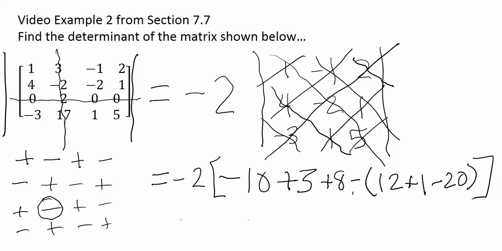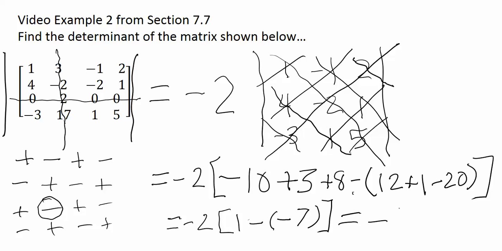So we calculate this determinant as minus 2 times, if we add up these terms, we have minus 10 plus 3 is minus 7, plus 8 is 1, minus 12 plus 1 is minus 11... and the sum works out to 8, times minus 2, gives us minus 16. And that's our result for the determinant.